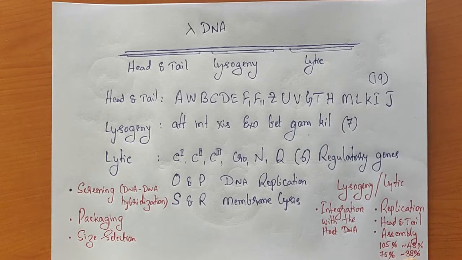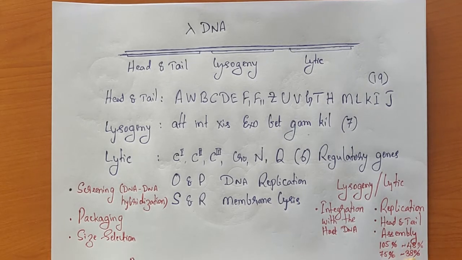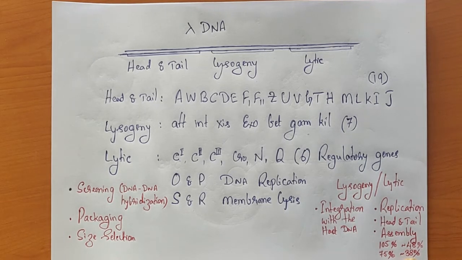So if there is a size on the higher side, what happens on the lower side? Even if the DNA is too small, then it is not going to get packaged. The minimum size which is required is 75%. So that will form around 38 kilobases. So now we have the 48 kilobases, and the 38 kilobases is the minimum. If it is less than 38, then again it is not going to get packaged.